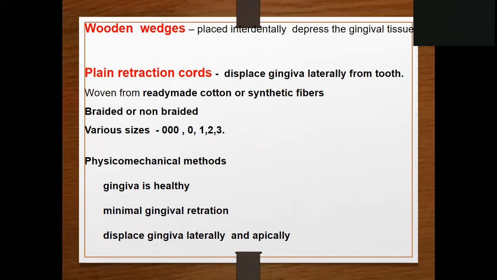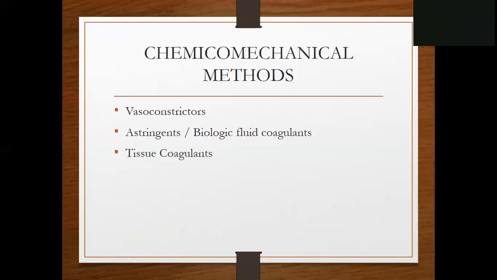The physico-mechanical methods, that is by using rubber dam, cotton twirls, retraction cords, and wooden wedges, are done only when the gingiva is healthy and only minimal gingival retraction is required, because this displaces the gingiva laterally and apically.